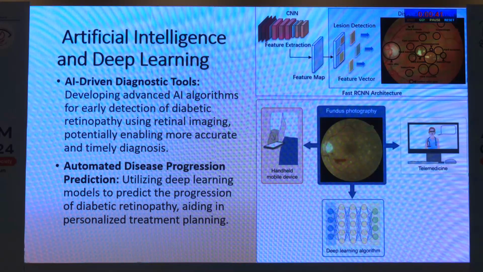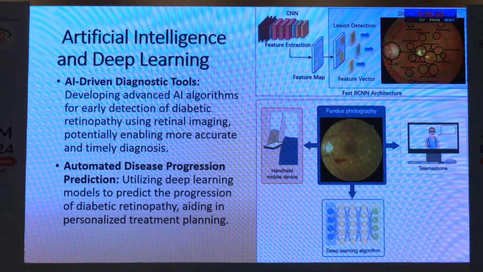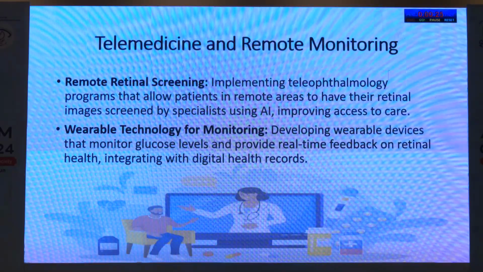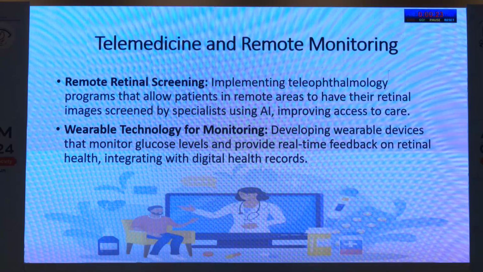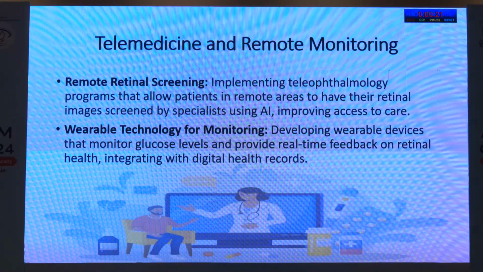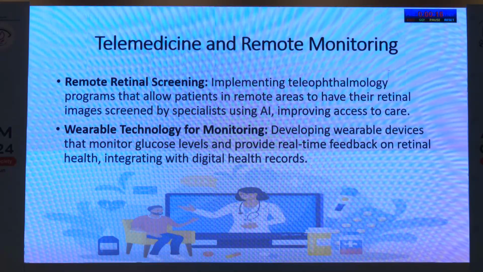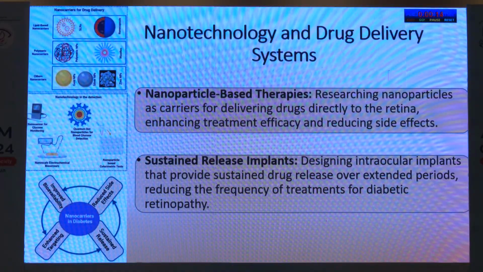Probably in the near future, we'll rely more on deep learning and artificial intelligence. We can have a fundus photograph of a DR patient, and it will tell that after 5 or 10 years, you will have this stage of diabetic retinopathy. Modify it, otherwise you are going to get blind. We all know the role of telemedicine and wearable technology for monitoring, which can give you 24-hour feedback on your blood sugar level or something like that.